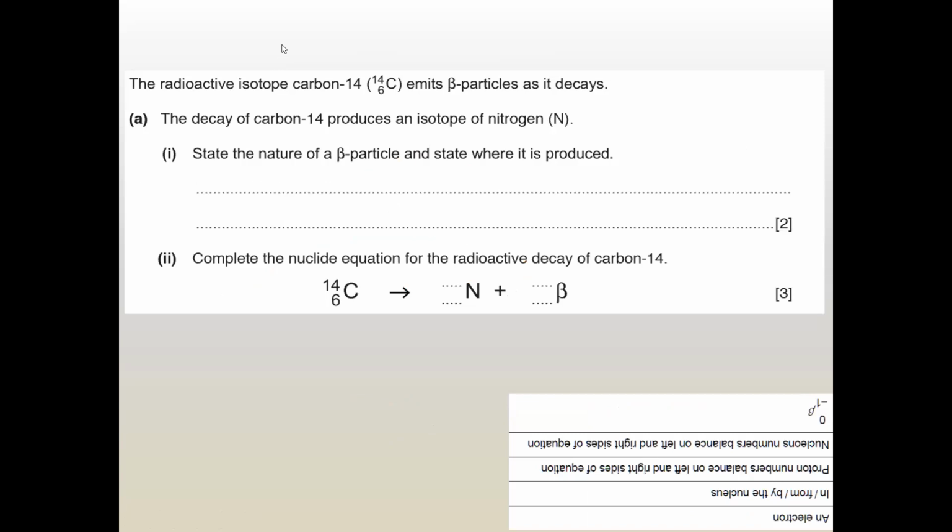So radioactive isotope carbon-14 is there, emitting a beta particle as it decays. The decay of carbon-14 produces nitrogen. State the nature of a beta particle and state where it is produced. So what is the nature of the beta particle? Beta particles are electrons, and all the sources of these radiations, alpha, beta and gamma, are produced from the nucleus.